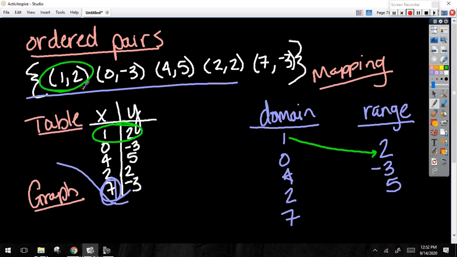Do it on the tablet, it's easier than before. All right, so 0 goes with what in the range? I don't know, to be honest. Well, look at the ordered pairs up there. This, 0, yep. That's a 4. 4 goes with 5. Yep, that's right. 2.